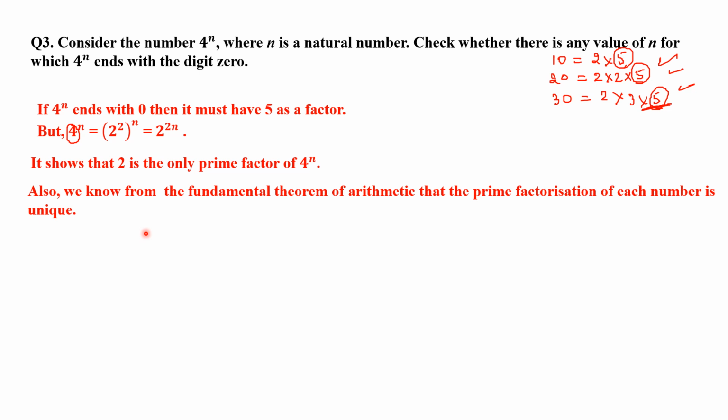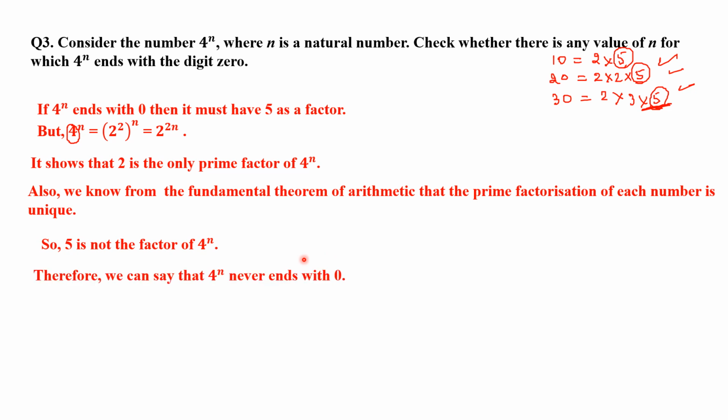And we know from the fundamental theorem of arithmetic that the prime factorization of each number is unique. There is no other way to represent it. Okay, it is unique. So from here we can say that 5 is not a factor of 4 to the power n. So 4 to the power n never ends with 0. If it has to end with 0, it should have one of the factors as 5. Clear? So this question I have taken from the example questions of your NCERT textbook.